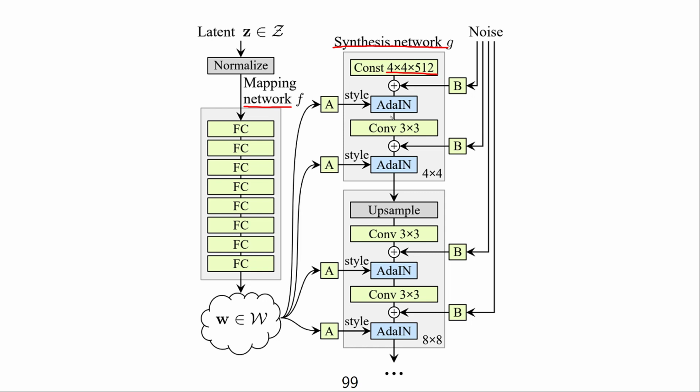Then we ignore some steps for now. Then there's going to be a convolutional 3 by 3 layer. Then there's some upsampling. Again, there's a convolutional layer. Then there's another convolutional layer. Again, some upsampling. And this is how the network progresses from 4 times 4 resolution to 1024 times 1024.